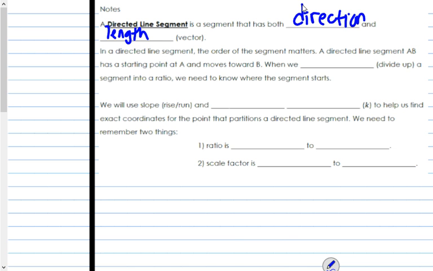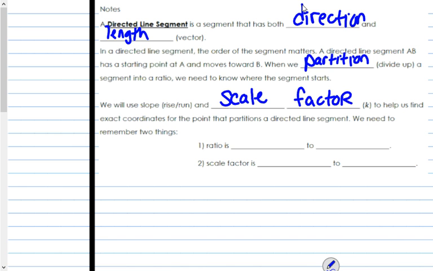When we partition a segment into a ratio, we need to know where the segment starts. So the word partition means to divide up. We will use slope, which is rise over run, and we'll also use scale factor, for which we use the letter K to notate scale factor.